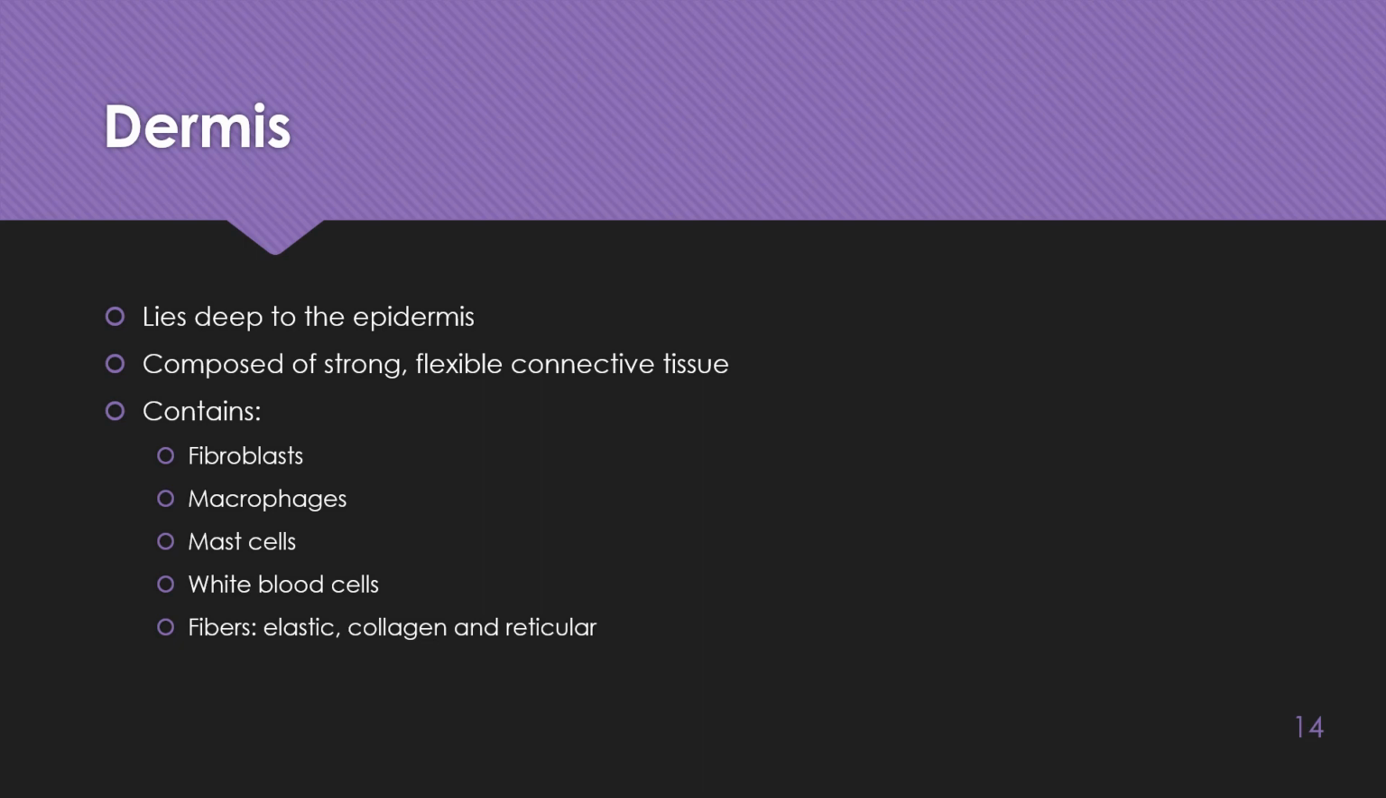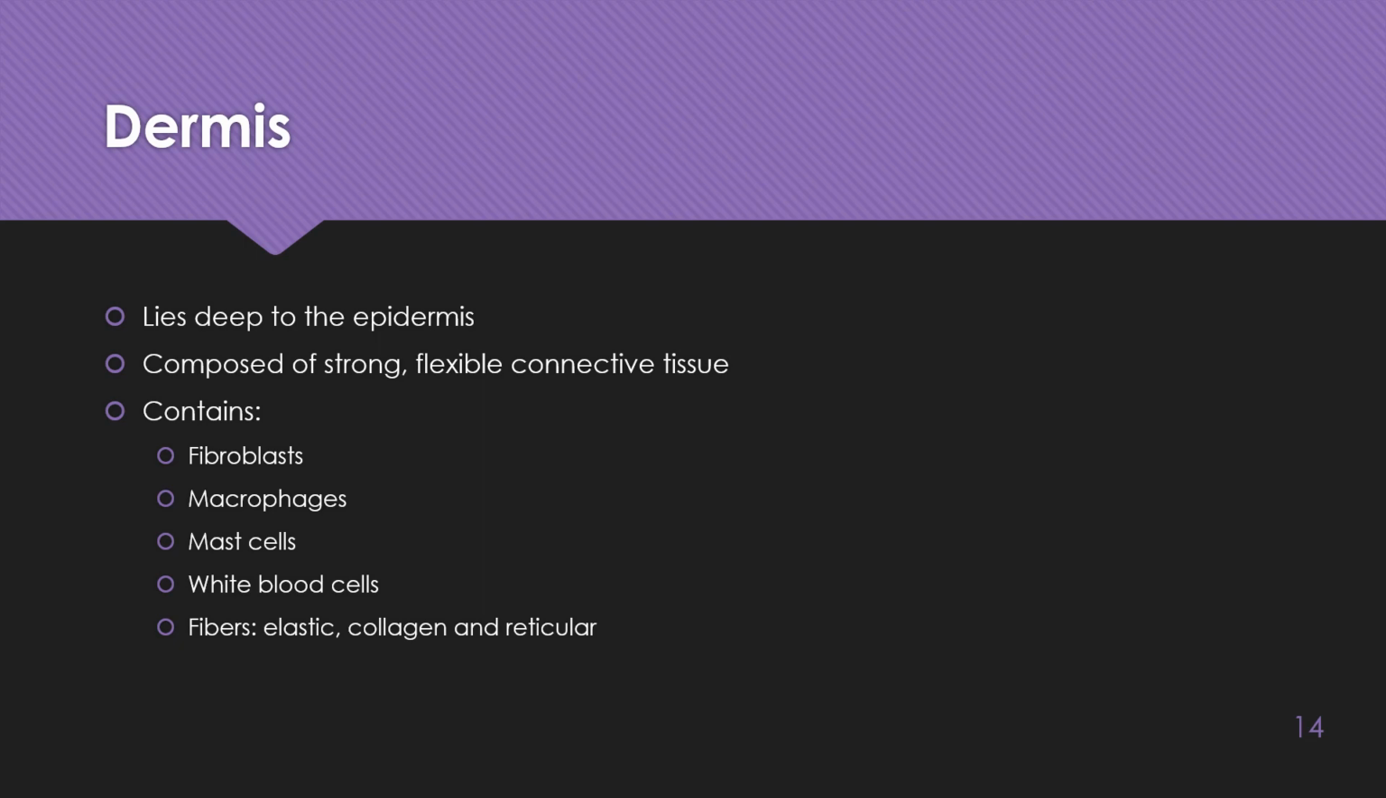Okay, now let's move down. Now we're going to be talking about the dermis, and the dermis is going to lie deep or underneath of the epidermis, and this is composed of strong and flexible connective tissue. Again, the job of connective tissue is going to be to help to connect the epidermis, keep it kind of bound down to the rest of the body. So it helps to keep things connected.